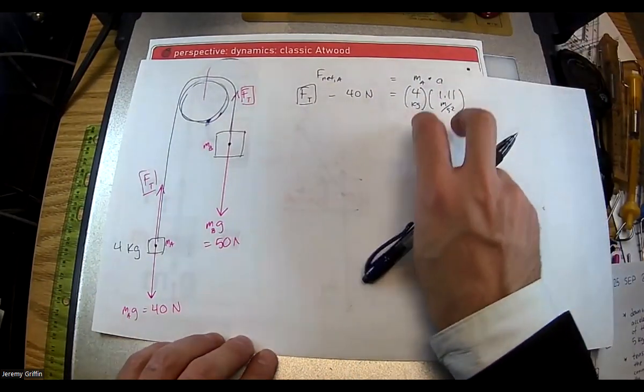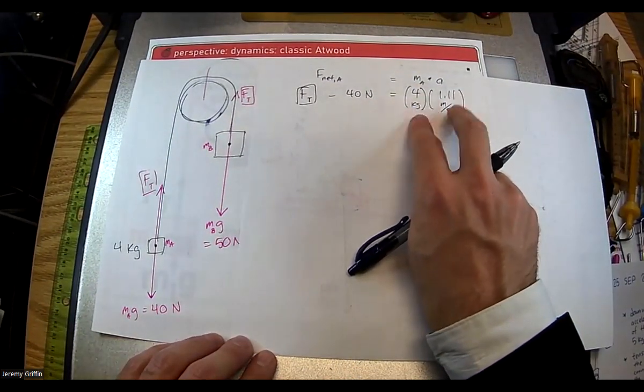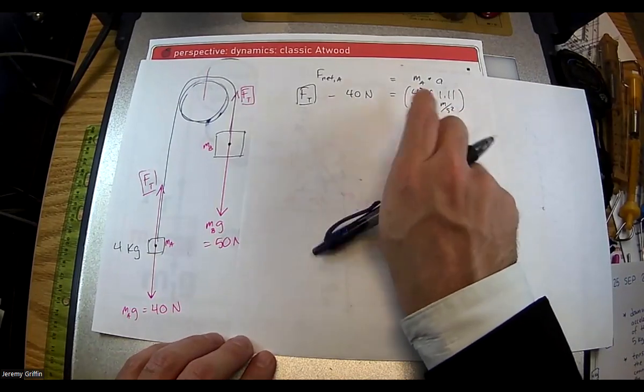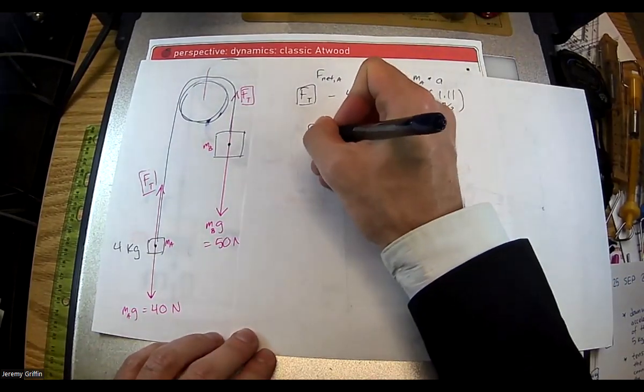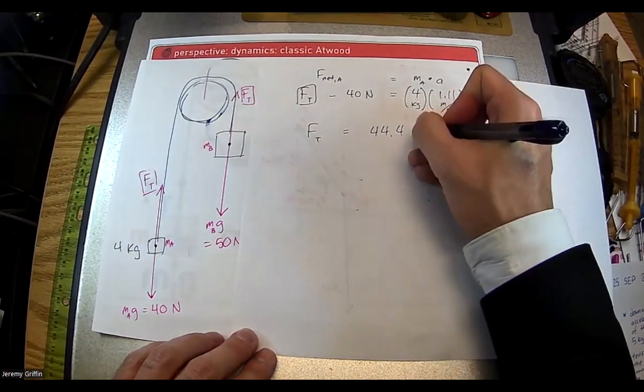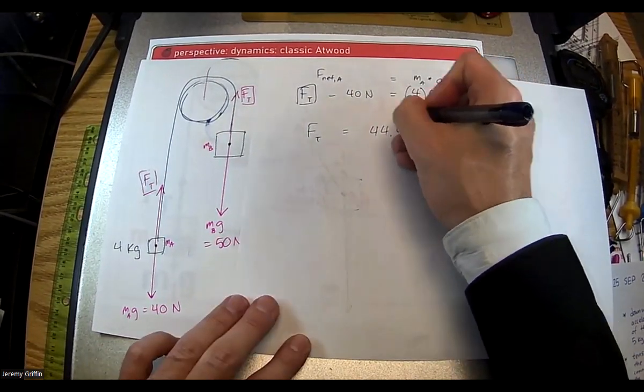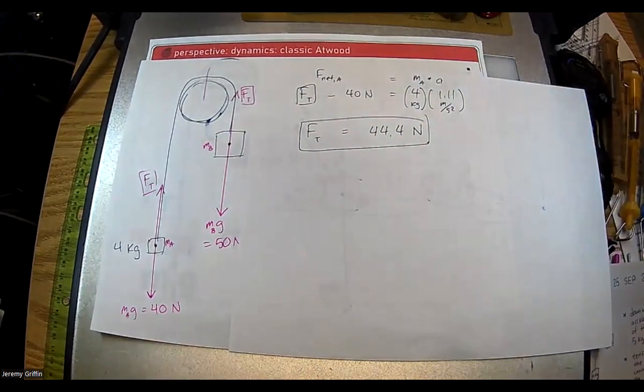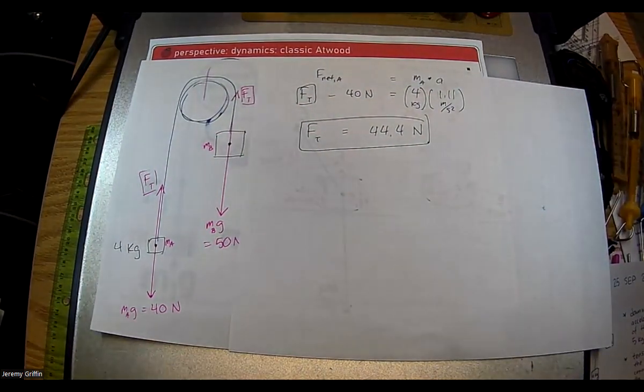Okay. So 4 times 1.11, is that like 4.44? Plus 40. The tension force is 44.4 newtons. There you go. Hey, that is between 40 and 50 newtons, right? Just like that. All right.